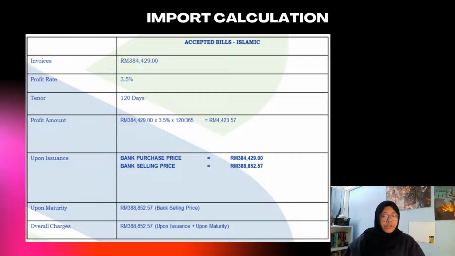Next is upon maturity, which is 388,852 ringgit and 57 cents, the bank selling price. The overall charges are RM388,852.57 upon issuance plus upon maturity.